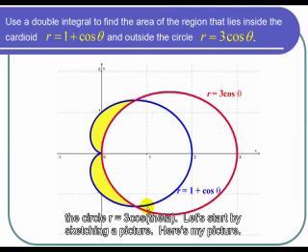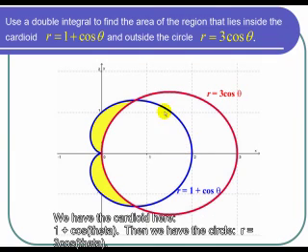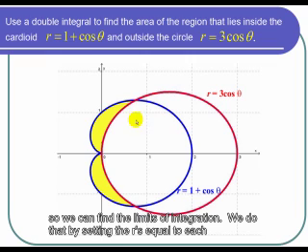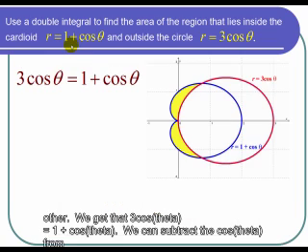So here's my picture. We have the cardioid here, 1 plus cosine of theta, and then we have the circle, r equals 3 cosine of theta. And we see that they intersect at 2 points. And we need to find those intersection points so we can find the limits of integration. So we do that by setting the r's equal to each other.